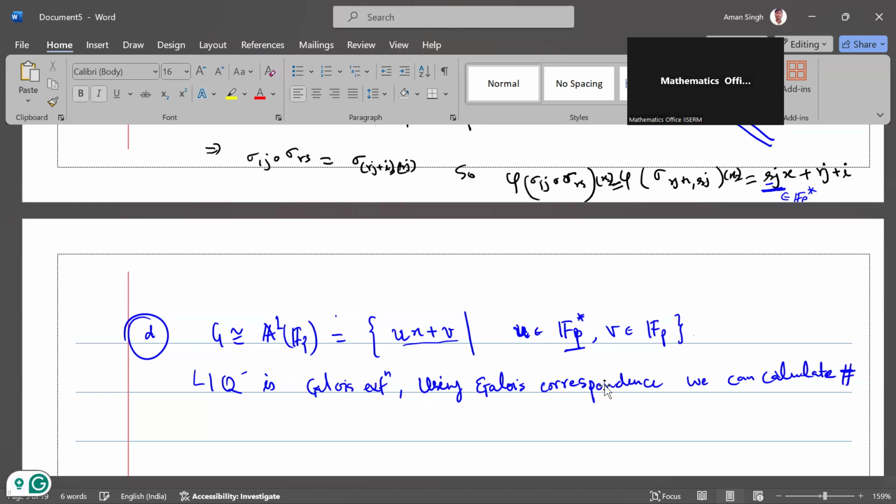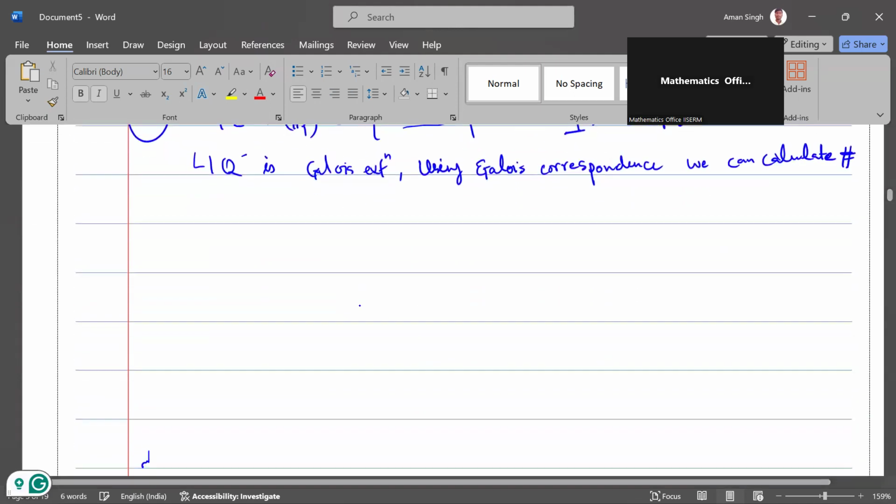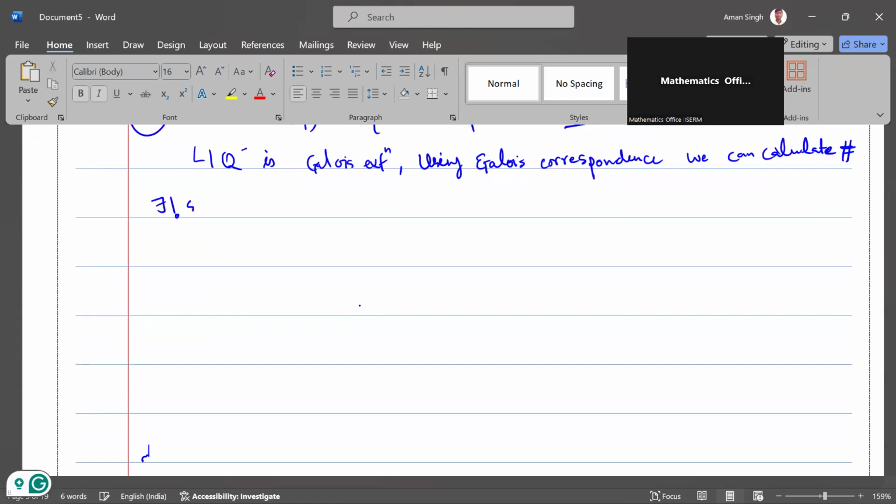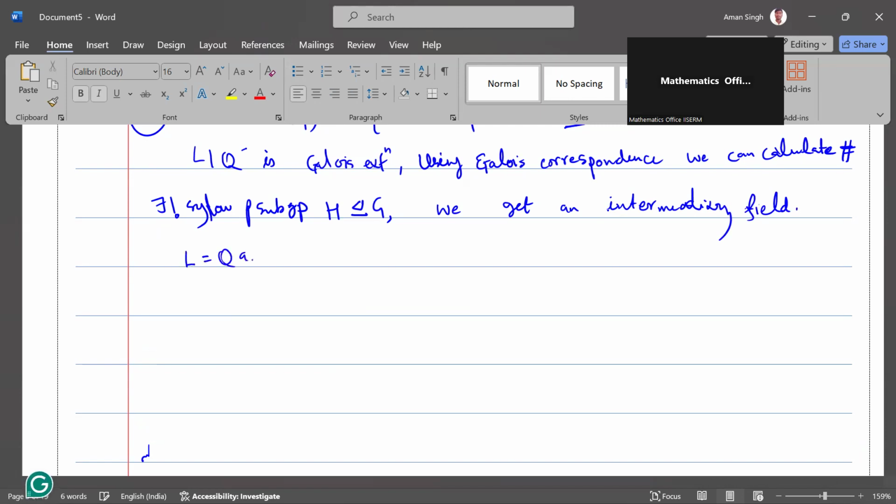But for one, because there exists a unique Sylow P subgroup, which is H, which is normal inside V, we get an intermediary field, an intermediate field like this. Here we have L, which is Q adjoined theta P.